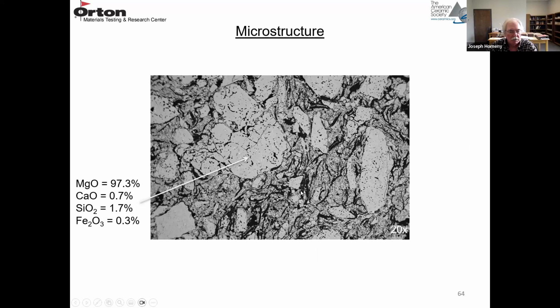So this is a microstructure of an MgO carbon composite. The lighter gray regions are the aggregates, the MgO aggregates. Here's a rather large one. There's another large one, and then there's some medium sizes, and you can see some very small pieces. If you do the chemistry on these aggregates, they're about 97% MgO, and then lime, silica, and iron oxide. You want a high lime to silica ratio, so get rid of the low melting compounds.